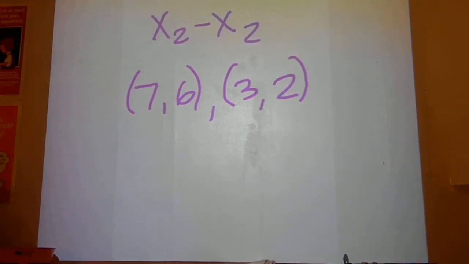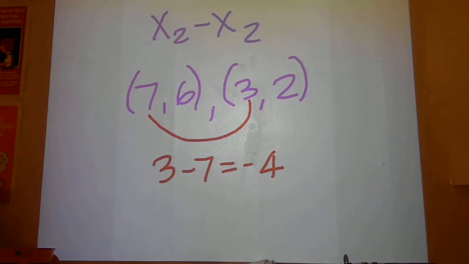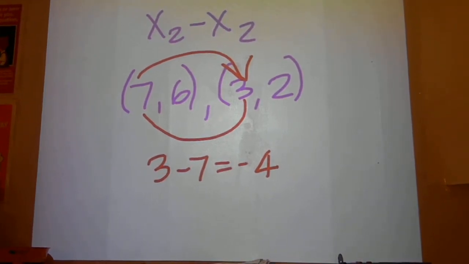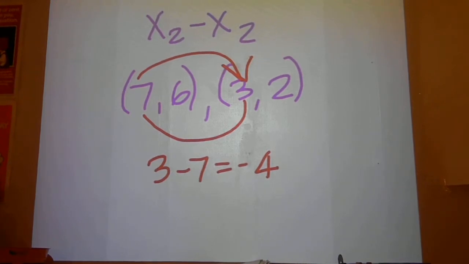So if I go x2 minus x1, that would be 3 minus 7, which is a -4. I would square that and get 16. But if I go this direction, 7 minus 3 is 4, square that, it's 16. So as long as you're consistent in the direction you're going, you just can't do a problem like this.